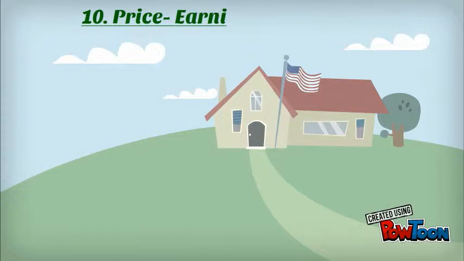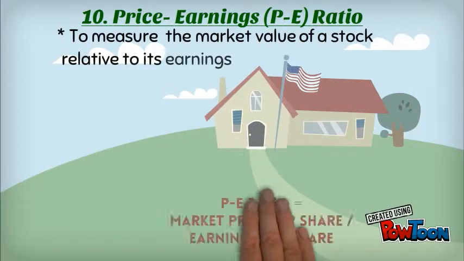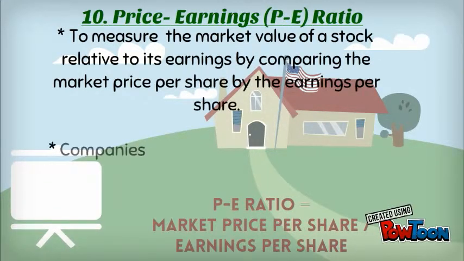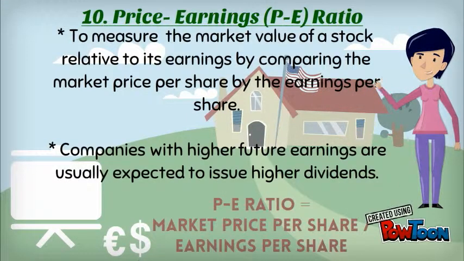Next is price earnings ratio. Price earnings ratio equals market price per share divided by earnings per share, to measure the market value of stock relative to its earnings by comparing the market price per share to the earnings per share.